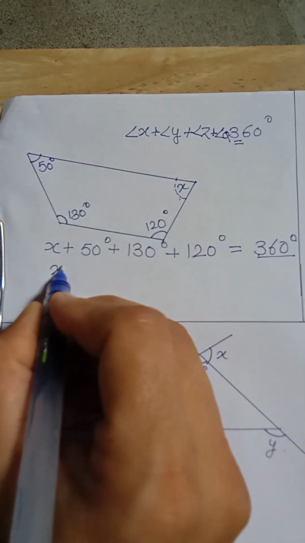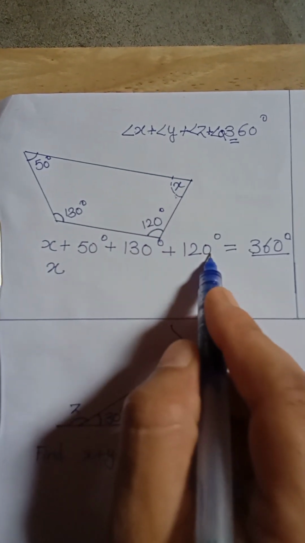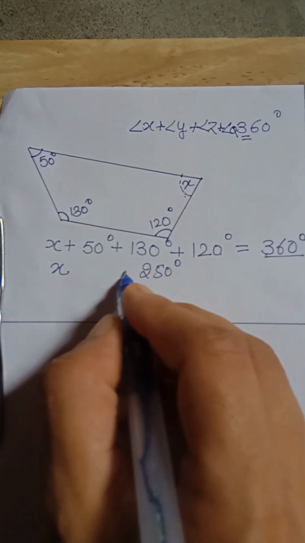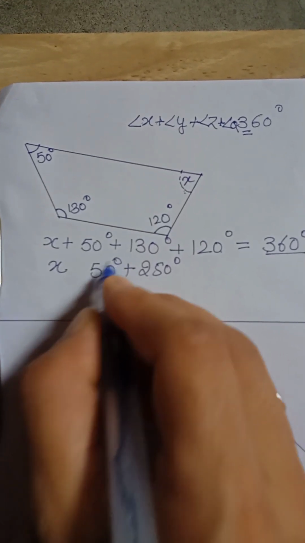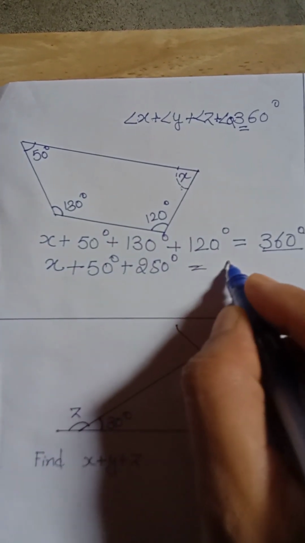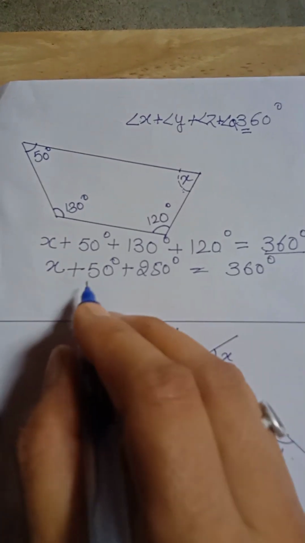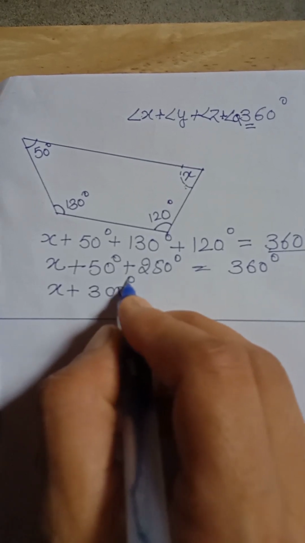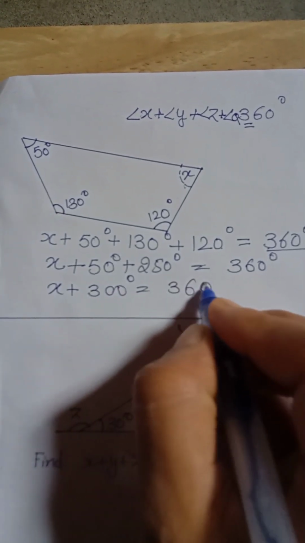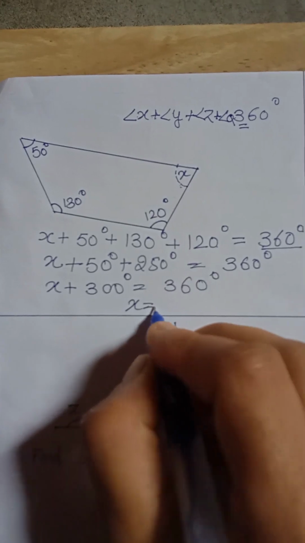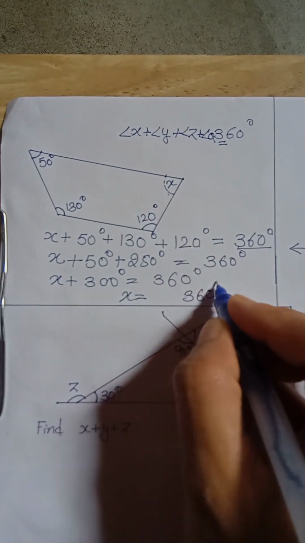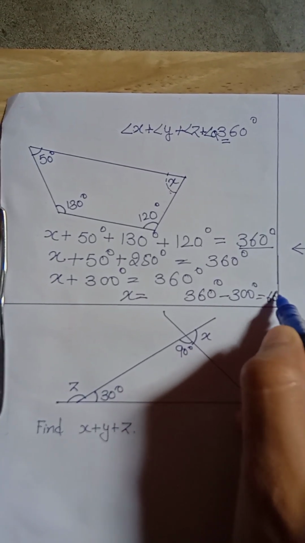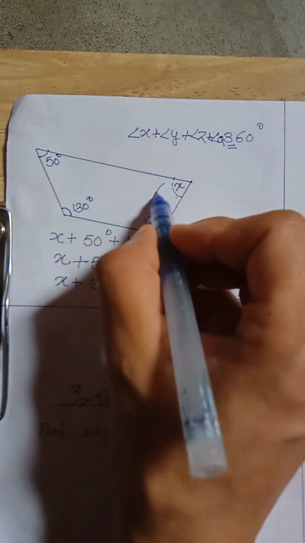And whenever you add all these terms, 130 plus 120, this is 250 degree, and this is 50 degree, and plus x is equal to 360 degree. So whenever you add this, it will be 300. So that is equal to 360 degree. So x is equal to 360 degree minus 300 degree. So what do you get? You get 60 degree. So then we can say x is 60 degree.